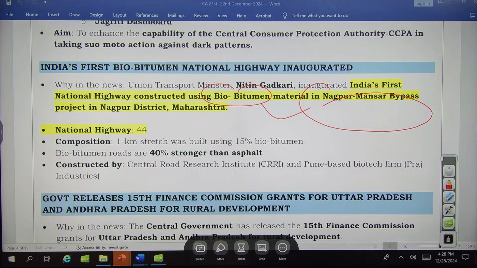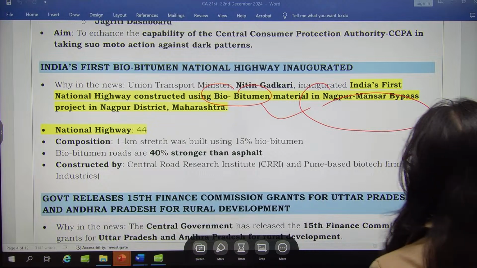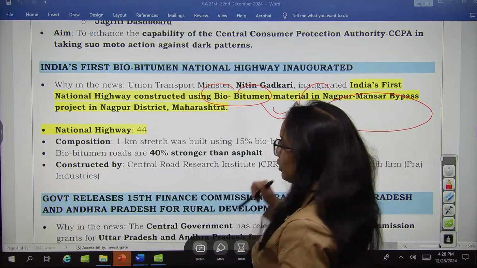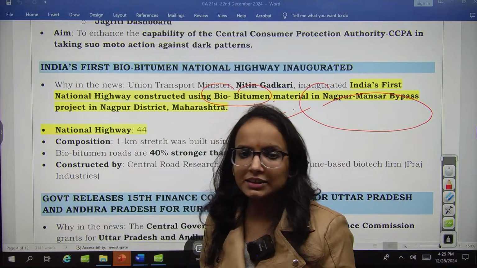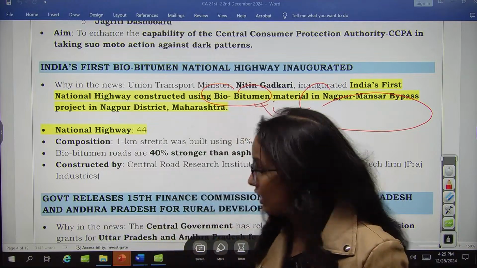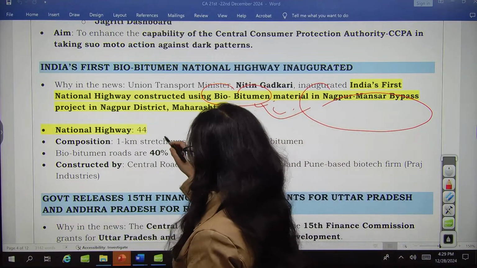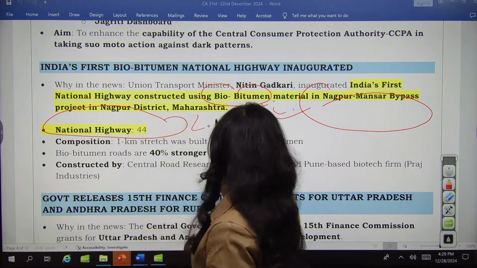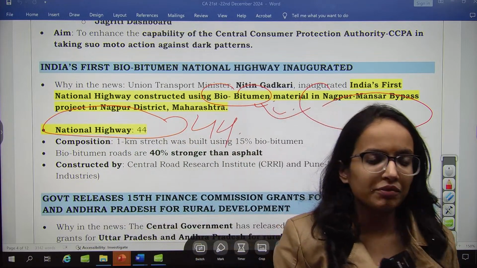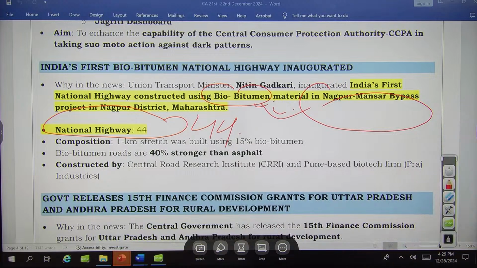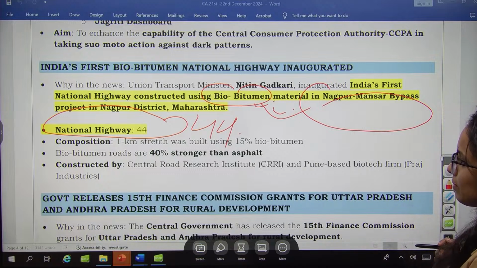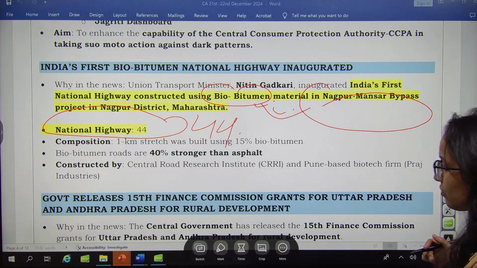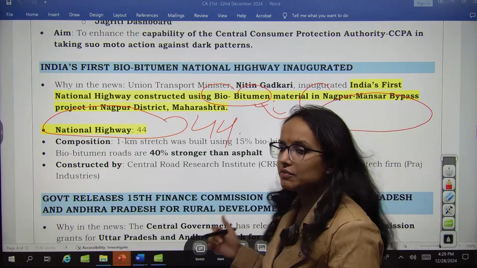So remember, this is India's first national highway constructed using bio-bitumen, unlike the traditional bitumen material. So what is the importance of using this bio-bitumen? The importance is basically that it is eco-friendly. Simple, right? So remember, it is located on National Highway 44. This can be important. National Highway 44. Okay, in the state of Maharashtra, on the Nagpur-Mansar bypass project in Nagpur district, Maharashtra, exactly on National Highway 44.